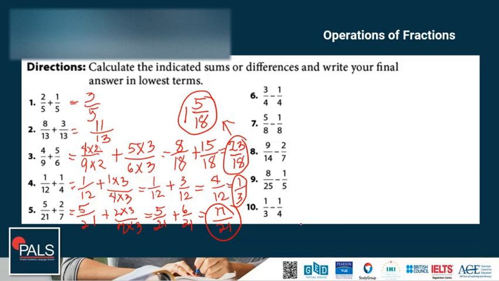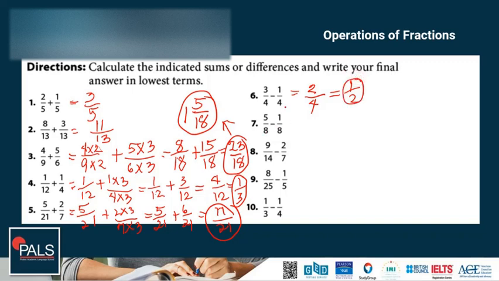Number 6 and number 10, we need to find the difference. The same rule. So when the denominators are the same, let's just subtract the numerator. 3 minus 1 is 2. Then copy the common denominator. 2 over 4 is equal to 1 over 2 when we simplify by dividing both the numerator and denominator by 2.